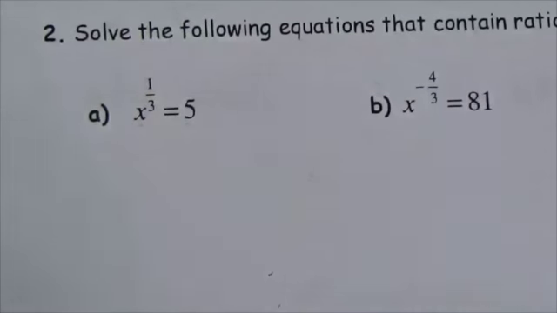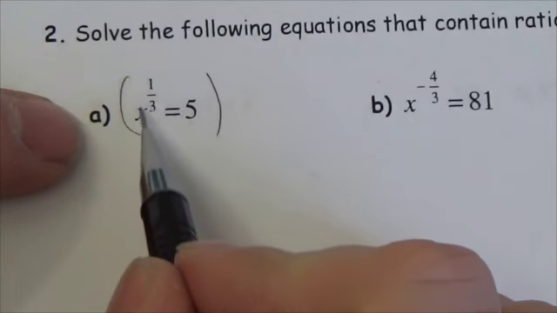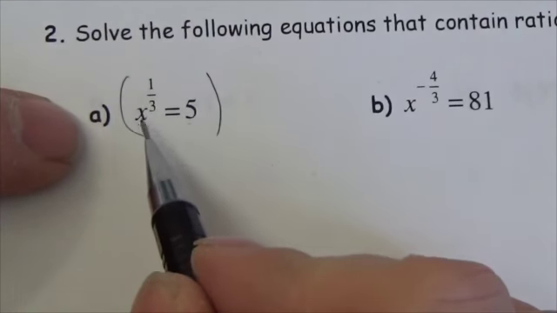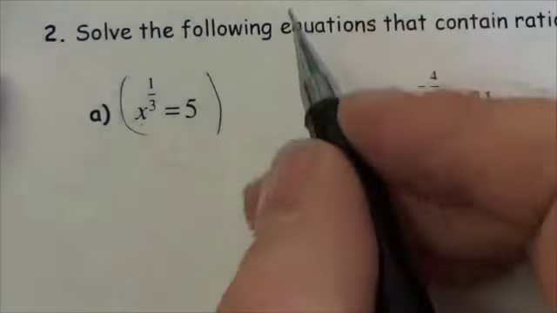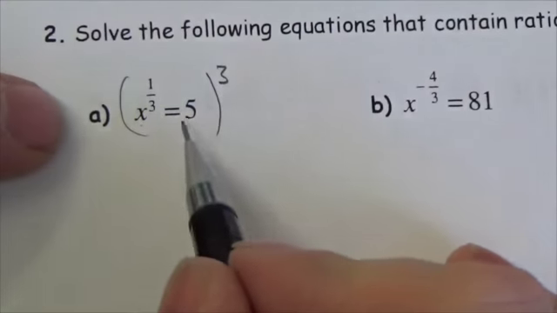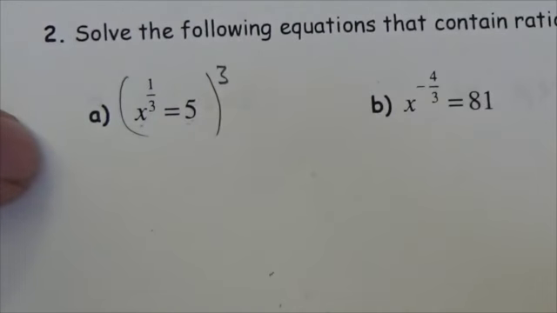You've solved questions like this before. What we're going to do here is the exact opposite of what this is saying. This is saying that the cube root of x is equal to 5. Well, what's the opposite of cube rooting something? Well, cubing it. So what we're going to do is raise both sides of this equation to the reciprocal power here.